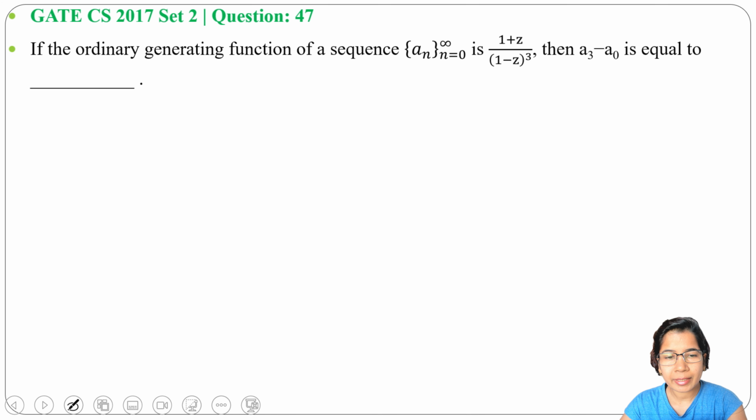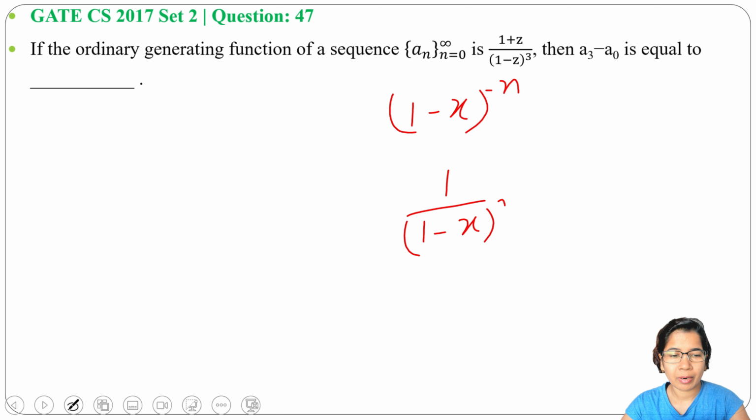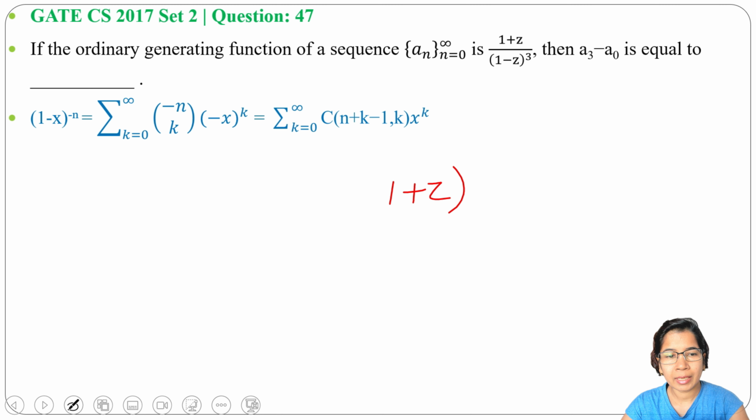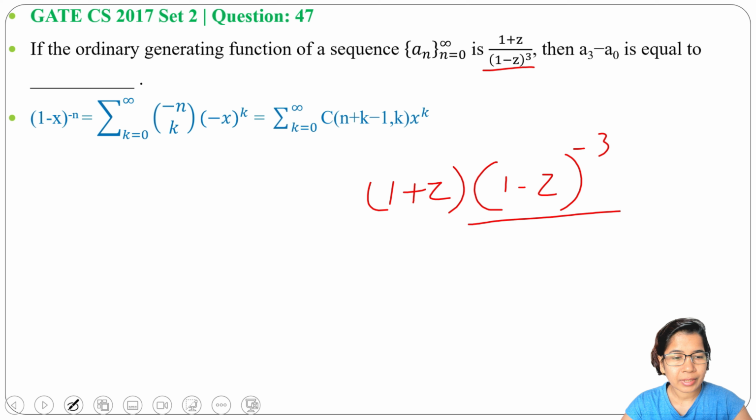During lecture, I already discussed a formula for (1 minus x) power minus n, or you can say 1 divided by (1 minus x) power n, equals summation of k equals 0 to infinity C(n plus k minus 1, k) x power k. So you can write (1 plus z) and this thing (1 minus z) power minus 3. For this, we can use this formula. In place of x, we'll write z, and in place of n, we'll write 3.